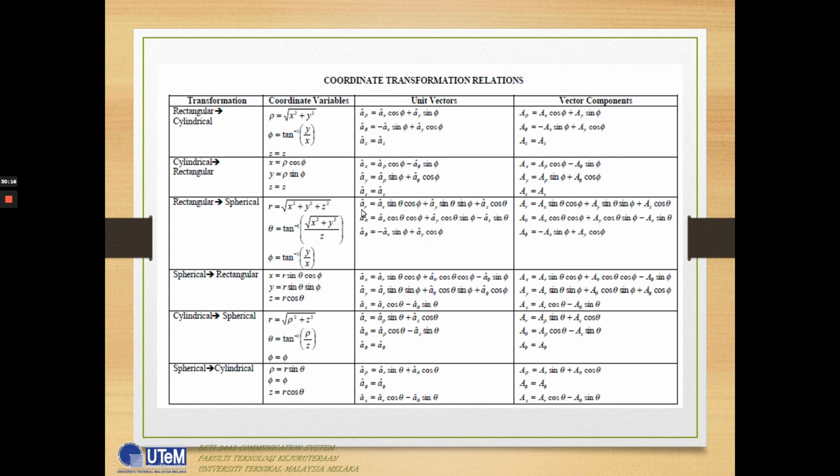I will stop this video now and continue with another video. Actually, I don't want to make it too long and too boring. So in part 2 we will do some examples, and from those examples we will learn how to use these formulas to transform between the different coordinate systems.